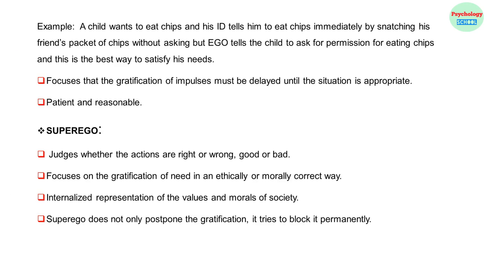So, ego develops as the young child learns to consider the demands of reality. Let's take an example: if a child wants to eat chips and the id tells him to eat chips immediately by snatching his friend's packet of chips without asking or following any moral values, he can satisfy his need simply. So, this is the id which works on the pleasure principle. But ego, which works on the reality principle, will direct the child to ask for permission for eating chips. And this is the best way to satisfy his needs.